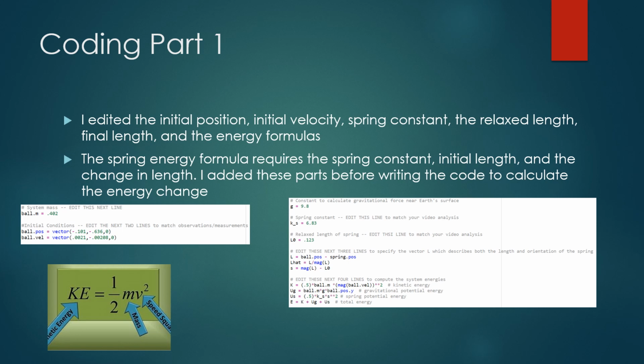I started the coding by editing the initial position, initial velocity, spring constant, and relaxed length given to us in the production video. Using the spring force formula, I added code to calculate the magnitude and direction of the change of position of the mass attached to the spring. Then, using the law of conservation of energy, I edited the equations to calculate the system's kinetic, gravitational potential, and spring energy.